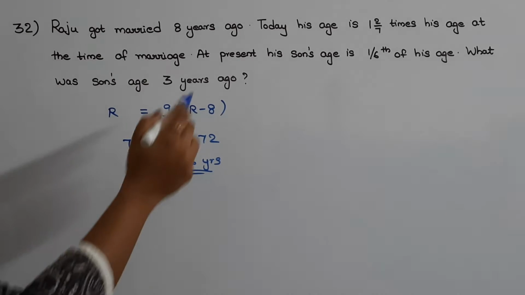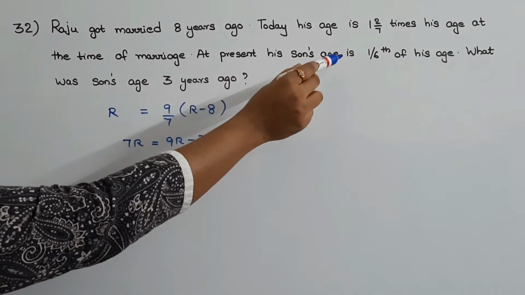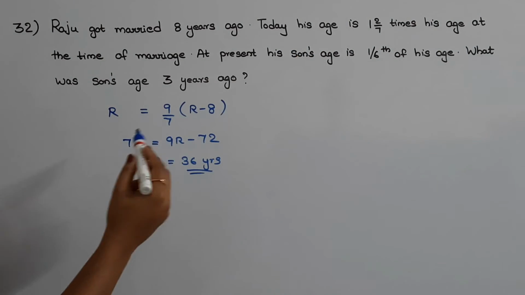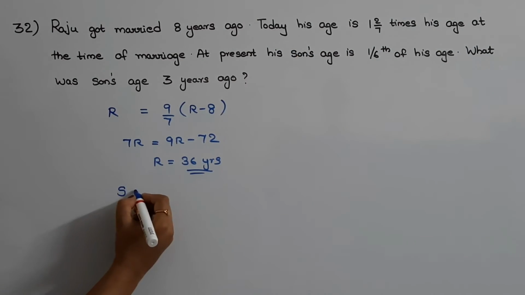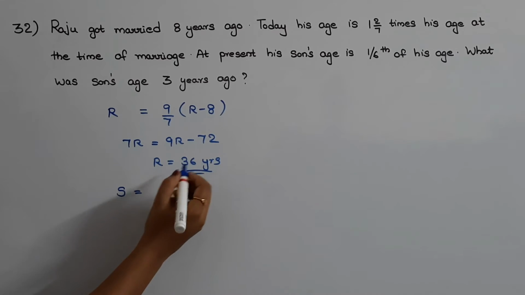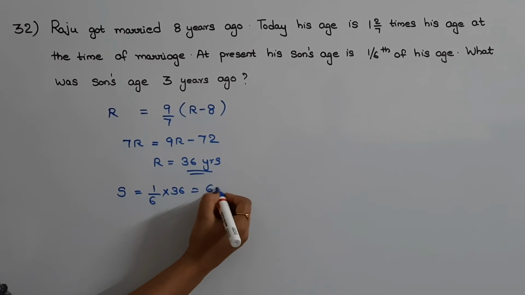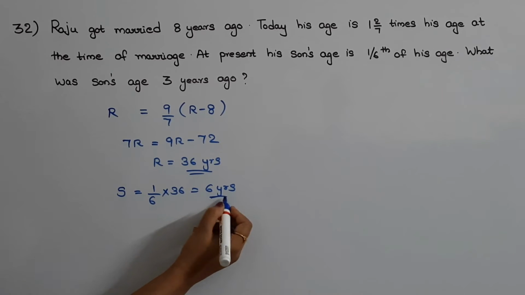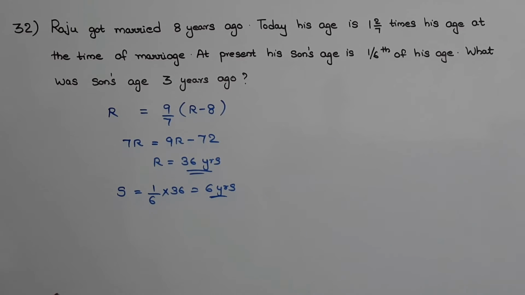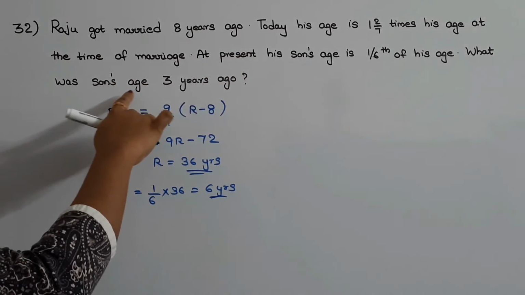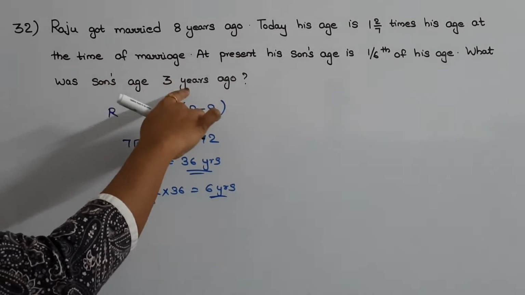Now they are telling that at present his son's age is 1/6 of his age. So what will be son's present age? Son's present age is 1/6 of this value. Okay. 1/6 of 36, that is equal to 6 years. So the present age of son is 6 years. But in the question they are asking us to find out the son's age 3 years ago.